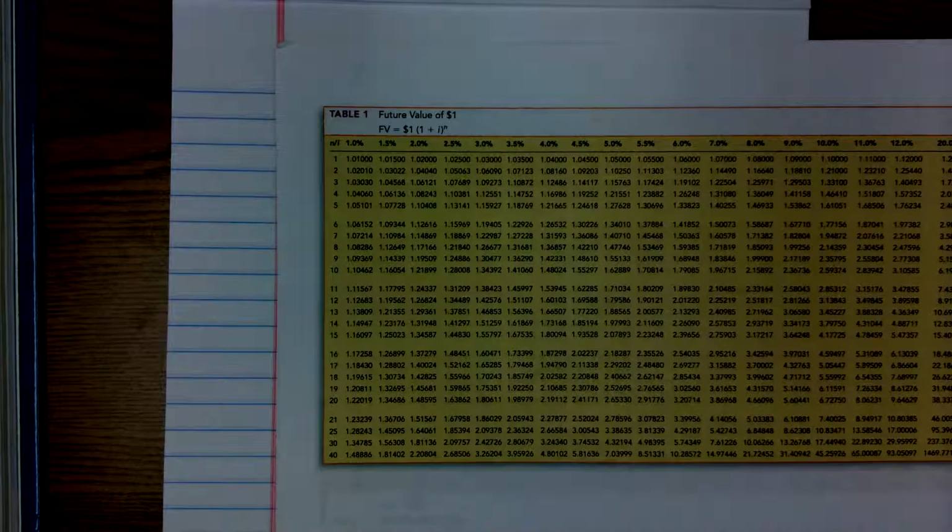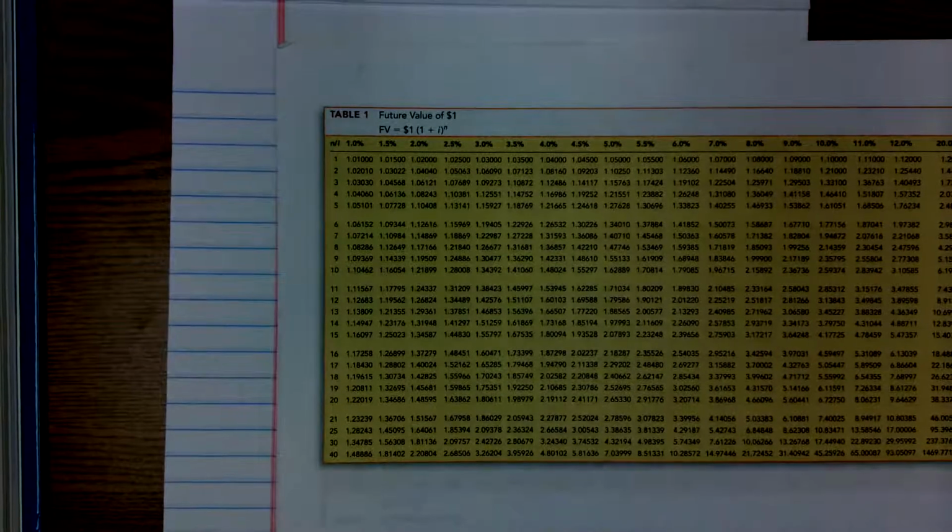We're going to start our time value of money exercises with exercise 5-1. And this is the future value of a single amount of money. So in order to do the future value, we need table 1 from your book, which is this one. And these are in the very back of your book.